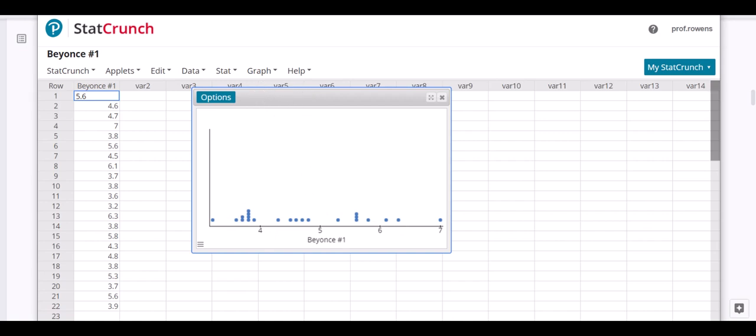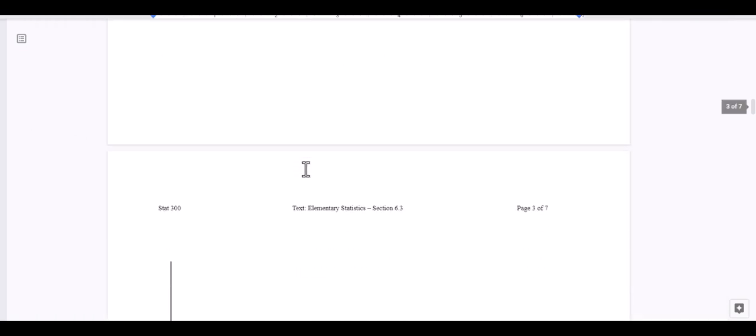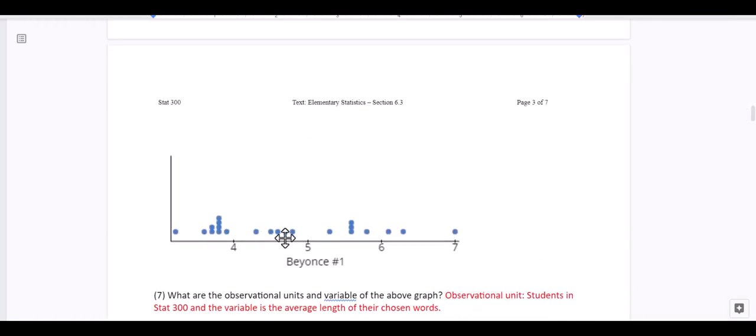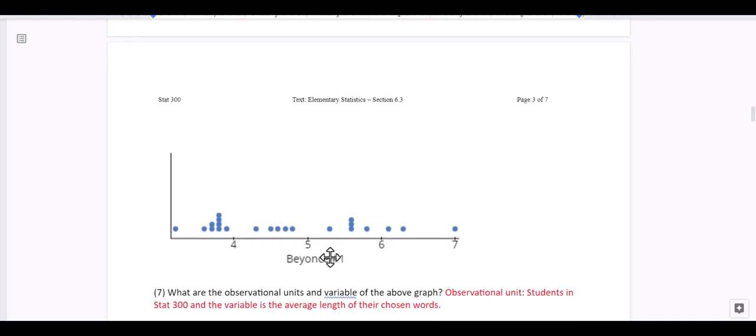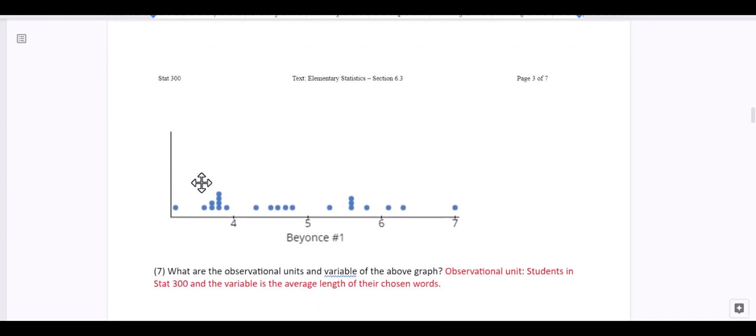So let's go back to the notes. And so we can see the dot plot in here. So the next question is, what are the observational units and variable of the above graph? Well, the observational units are you guys, the students, right? The students in stat 300, I asked you to give me your average word length.